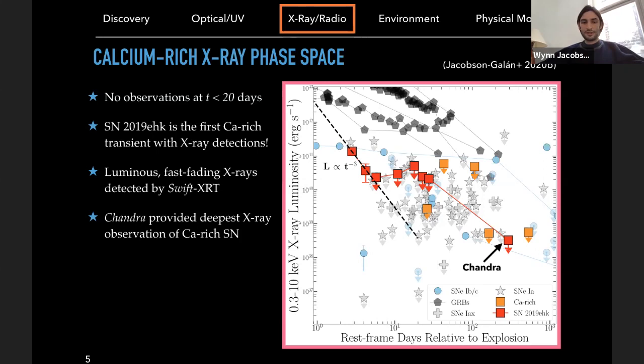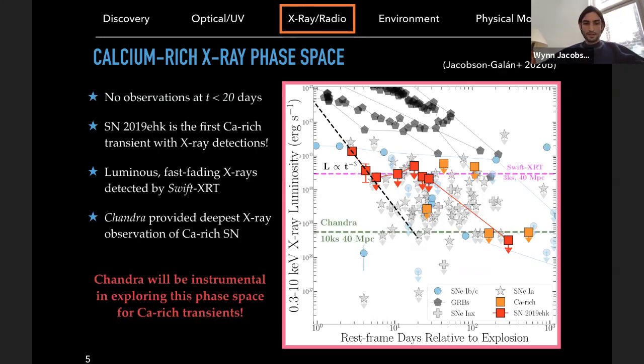So since this is a Chandra talk, what could we do with Chandra if we had Chandra at the time of 19HK? Well, if we look at Chandra's sensitivity out to even 40 megaparsecs, we could have mapped this SED in the X-ray all the way down to its furthest phase, in terms of understanding what this X-ray luminosity was doing out to phases like 10 days, 20 days after explosion, whereas Swift was only sensitive to 3 or 4 days after explosion. So Chandra is the tool in the future to try to understand calcium transient X-ray phase space really, really early on. So it's going to be powerful in the future.